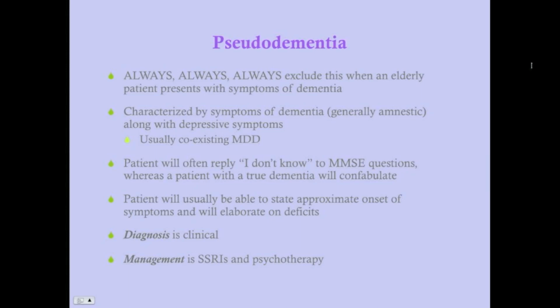Also, a patient with pseudodementia is going to be able to state the approximate onset of the symptoms. Whereas a patient with actual dementia, they're not even going to remember. So they'll say, "I don't know." And more than that, patients with actual dementia, they're going to think they're fine anyway. So they're going to deny they even have symptoms. Whereas a patient with pseudodementia, a lot of times they'll bring themselves in. So those are ways we can distinguish dementia from pseudodementia. Diagnosis is going to be clinical, and the management is going to be the same way we would treat depression or major depressive disorder, which is SSRIs and psychotherapy.